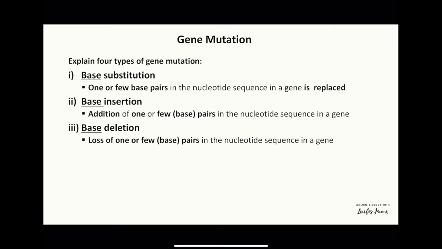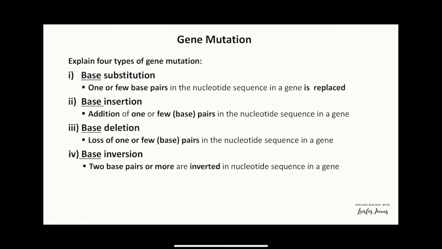The third type is base deletion. Loss of one or few base pairs in the nucleotide sequence in a gene. Fourth, base inversion. Two base pairs or more are inverted in the nucleotide sequence in a gene.